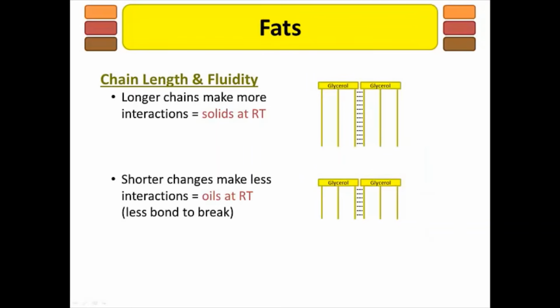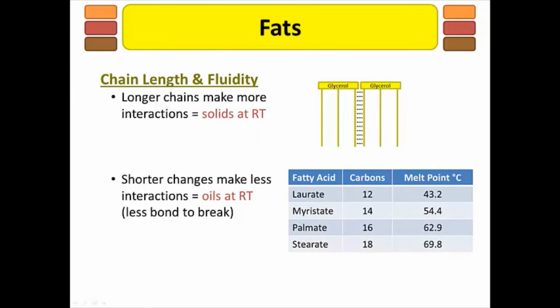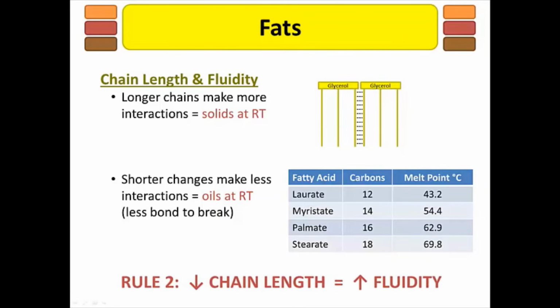Longer chains, like the ones on top of this view, can make more van der Waals interactions along their length, and that requires greater heat to pull them apart. Shorter chains have fewer bonds and are easier to pull apart and form liquids. Thus the 12-carbon laurate forms a liquid at 43 degrees Celsius, while its 18-carbon cousin stearate melts at 70 degrees Celsius. So our second rule states that decreasing the chain length increases fluidity.